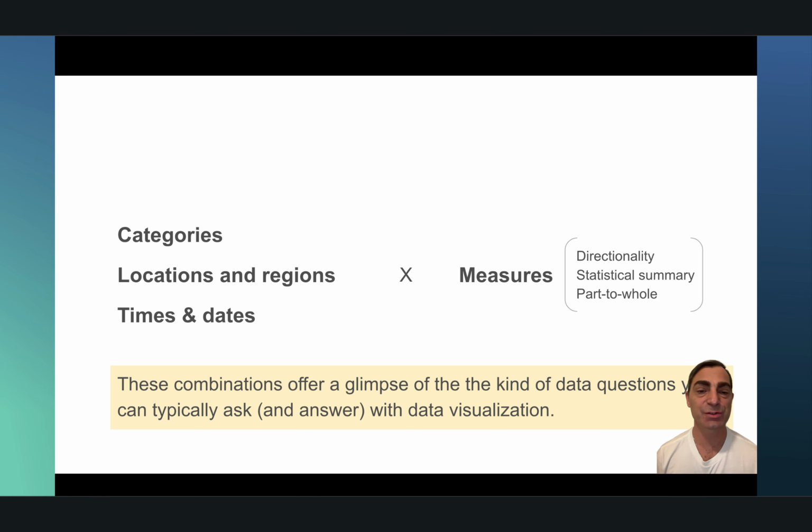Now, these combinations offer only a glimpse of the kind of data questions you can typically ask and answer with data visualization, but it's a pretty powerful set of combinations. And it's here mostly to give you a sense of the fact that there is a tight relationship between combinations of data types and the type of questions that we can answer.